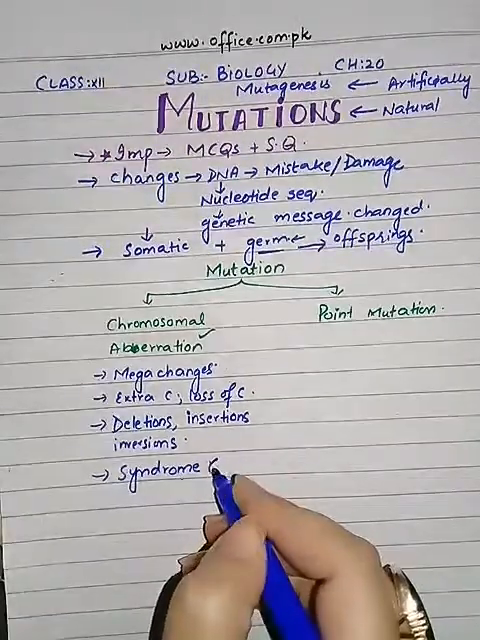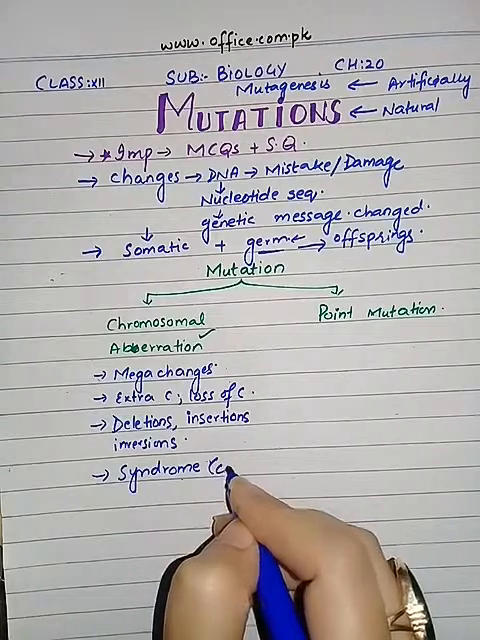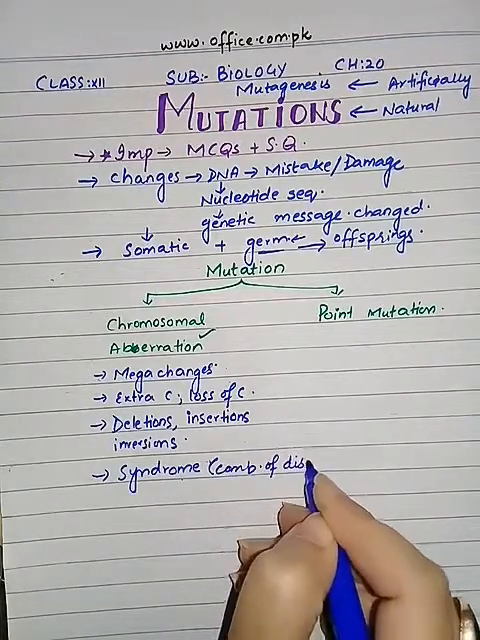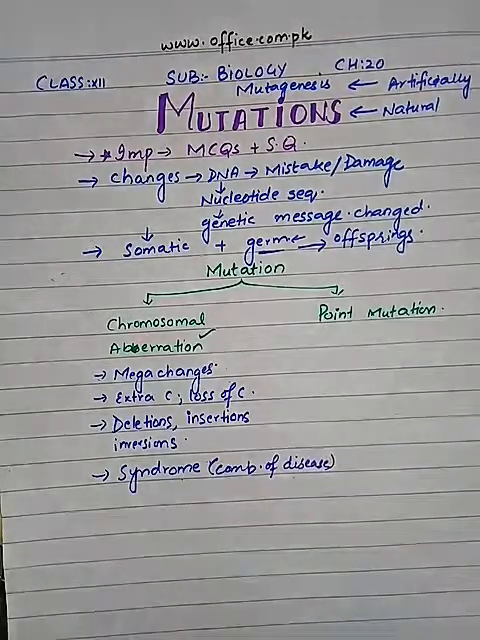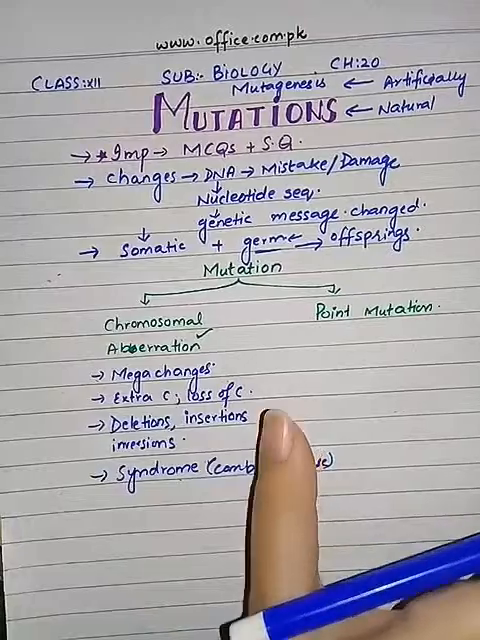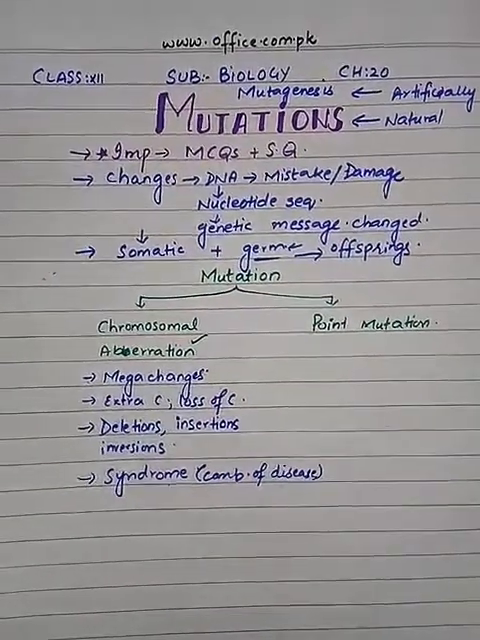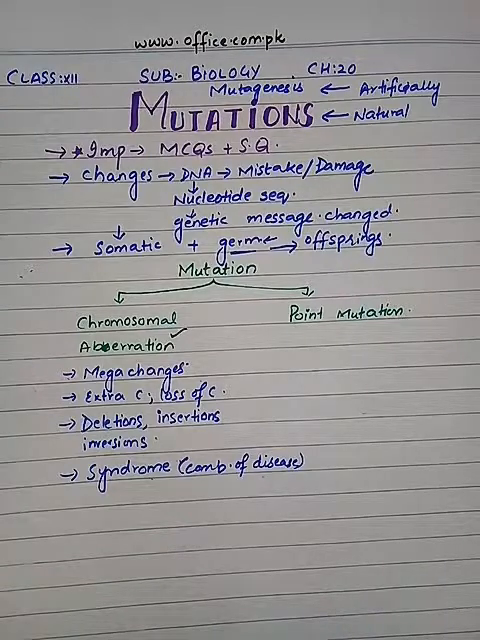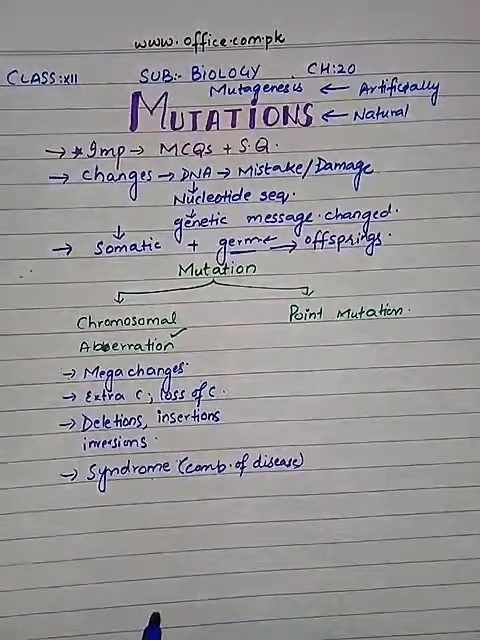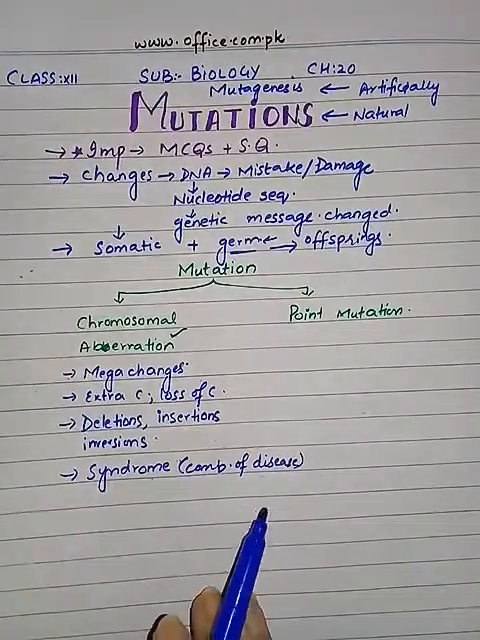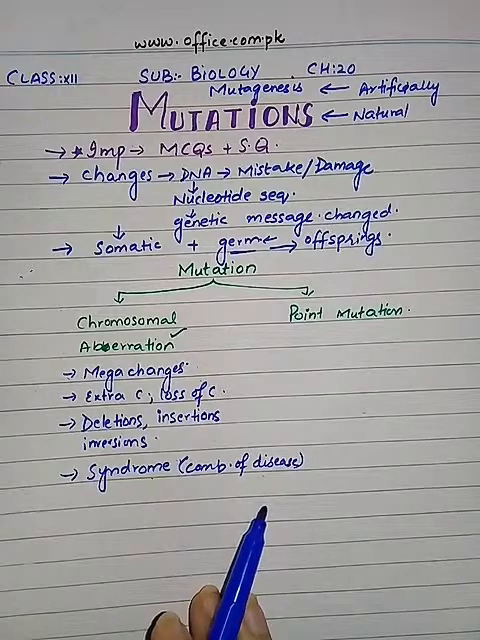Syndrome, what is a syndrome? What is the difference between a simple disease and a syndrome? Syndrome is, my dear students, a combination of diseases. When we say a person has a syndrome, it means he does not have a single disease. The disease is multiple, and it is affecting multiple organs, and ultimately it is changing into different diseases. So a syndrome is a combination of diseases.